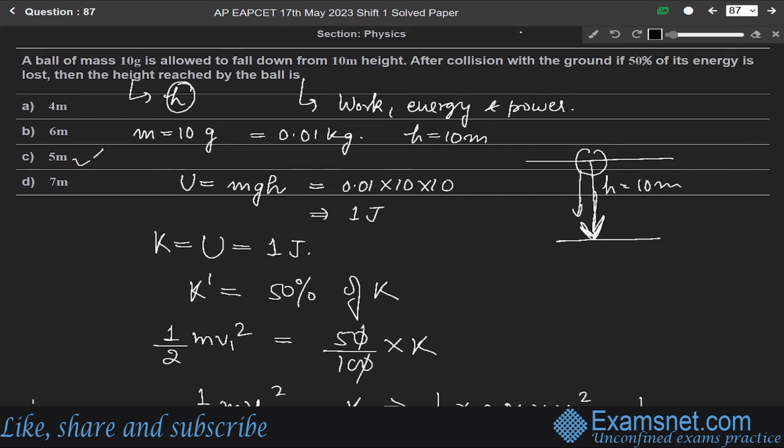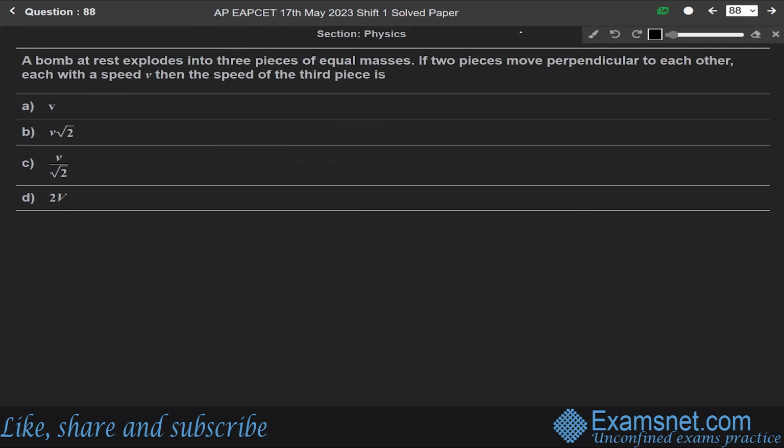Now, next question 88. A bomb at rest explodes into 3 pieces of equal masses. If 2 pieces move perpendicular to each other, each with a speed of v, then the speed of the third piece is. So this question is again from the chapter of work, energy and power.